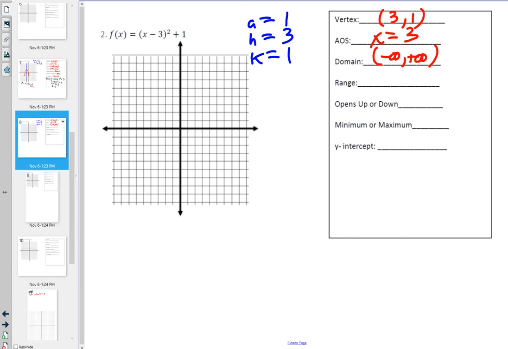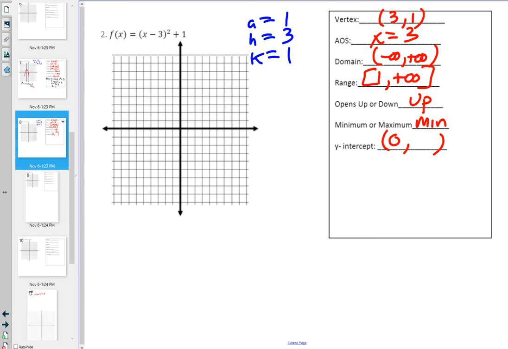So this is going to go up. Let's try to find the range. Well, no, see, this is going up. So if it's going to go up, it's going to go from 1 up to positive infinity. So now we need the y-intercept. We know y-intercept is going to be 0, something.